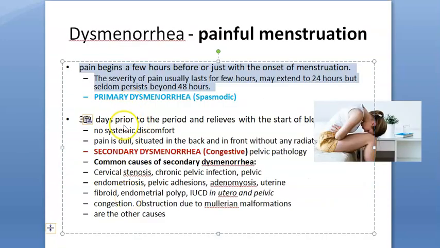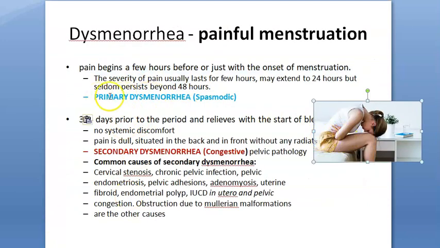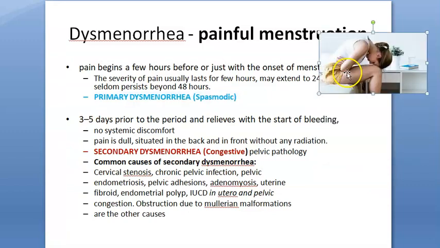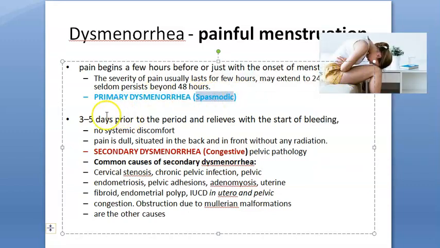Dysmenorrhea. What is dysmenorrhea? Painful menstruation. If it starts a few hours just before the menstruation, lasts during the menstruation and then goes away, this is called primary dysmenorrhea. This is what I had, spasmodic, right? Mostly only this people will have.